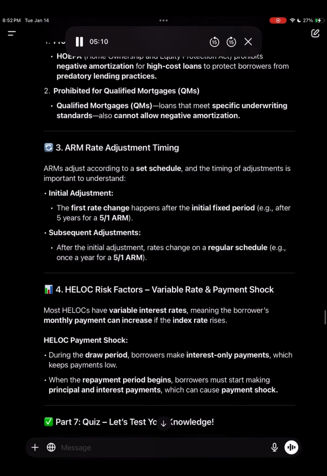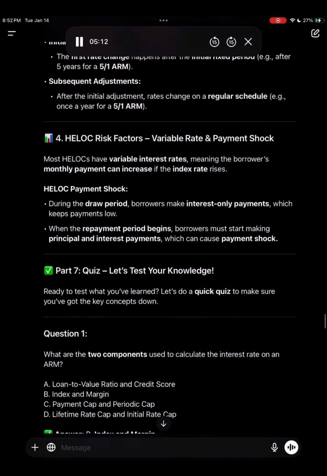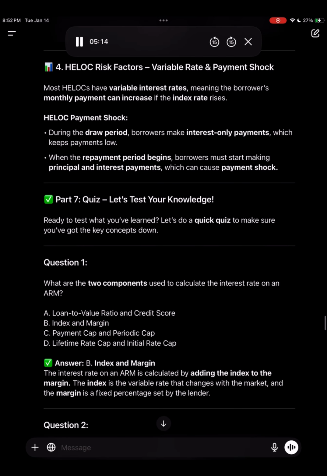4. HELOC risk factors. Variable rate and payment shock. Most HELOCs have variable interest rates, meaning the borrower's monthly payment can increase if the index rate rises. HELOC payment shock. During the draw period, borrowers make interest-only payments, which keeps payments low. When the repayment period begins, borrowers must start making principal and interest payments, which can cause payment shock.